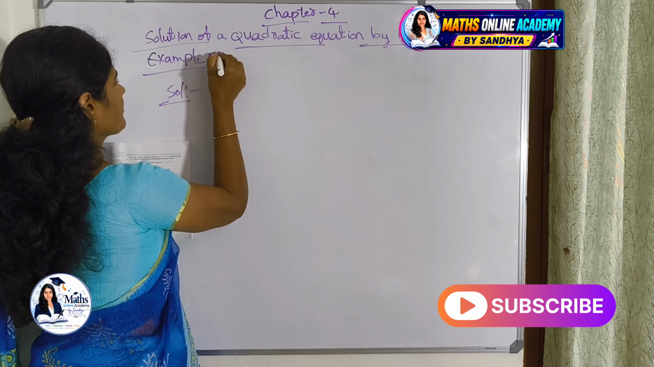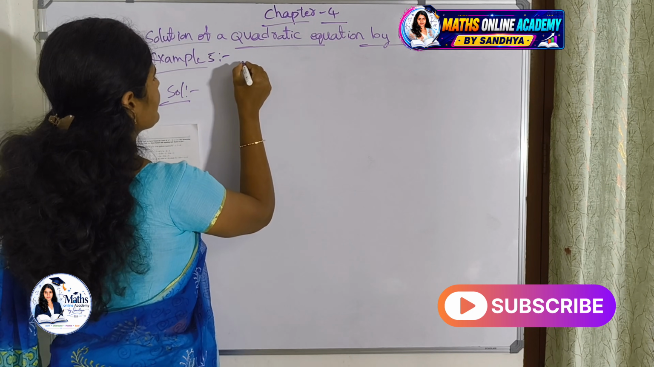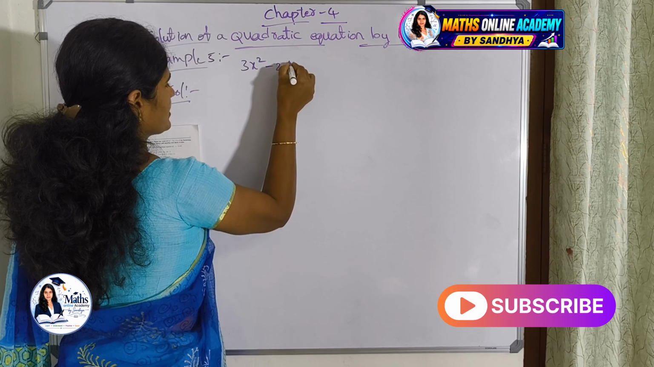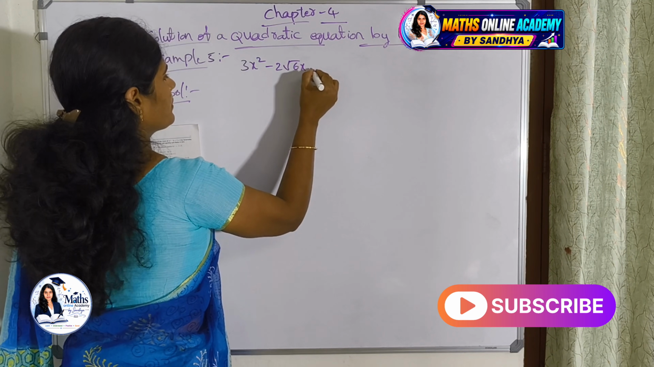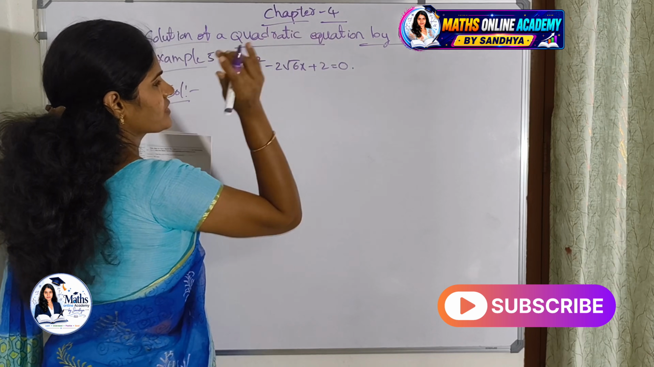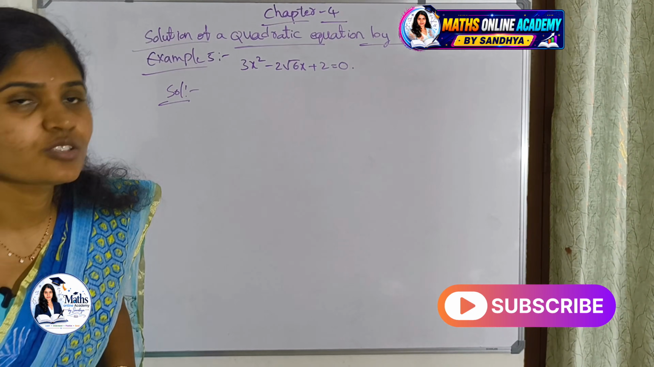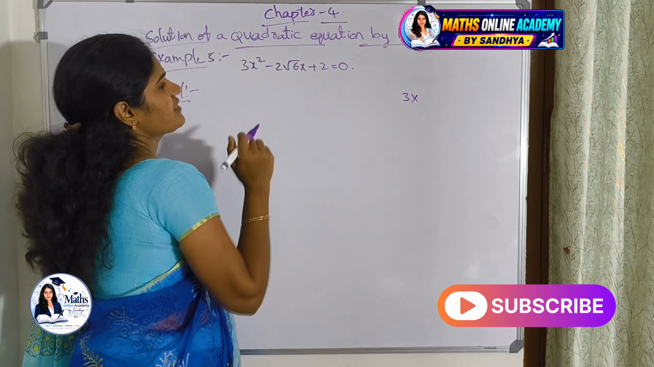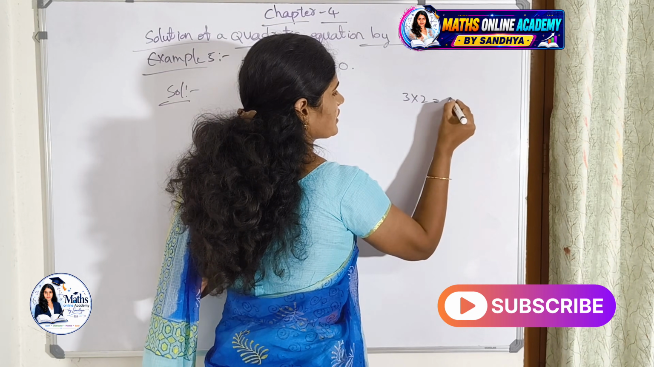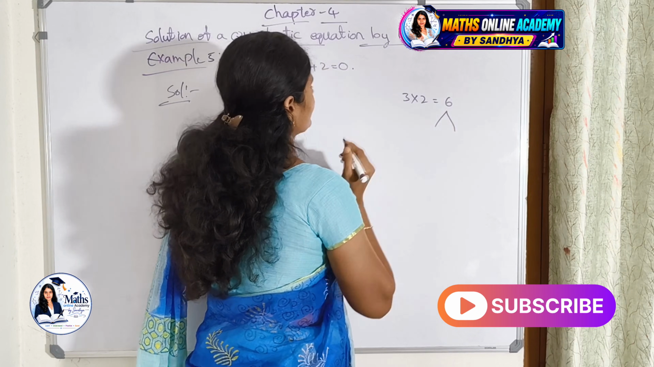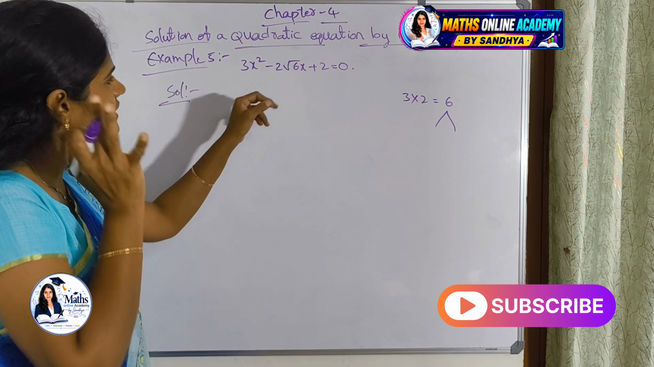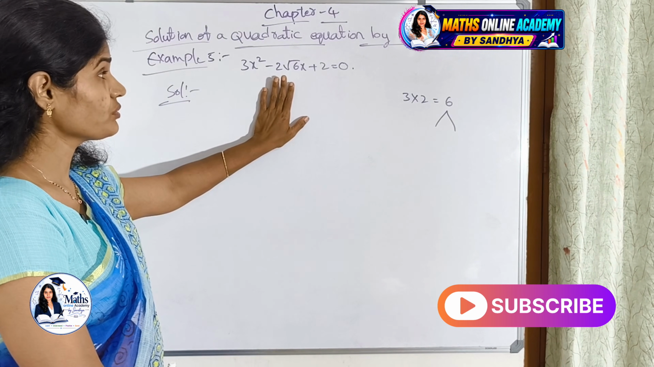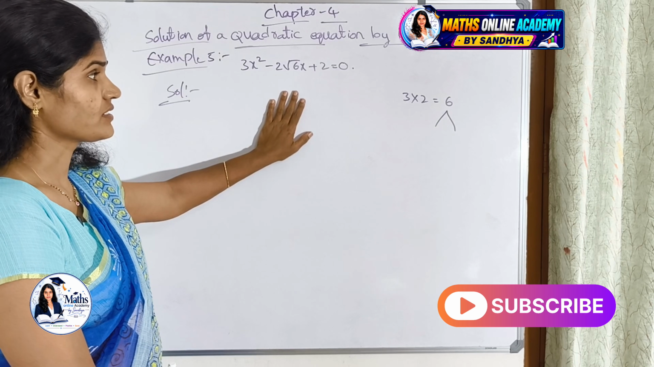Example 5. What is the equation? 3x square minus 2 root 6x plus 2 equal to 0. This is the equation. Let's take the x square coefficient, which is 3. And what is the constant? 2. 3 into 2 is 6. Okay. We want the factors. And what are the factors here? Root 2, minus 2 root 6x.